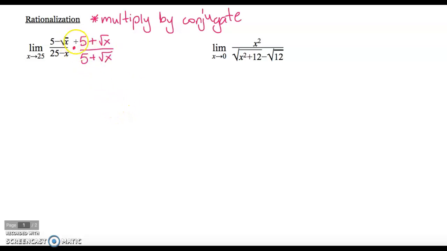Okay, and then basically we're going to multiply it all together, foiling it out. And you'll see what happens. The whole fun point of multiplying by the conjugate, okay?